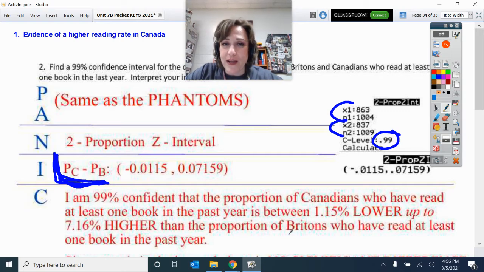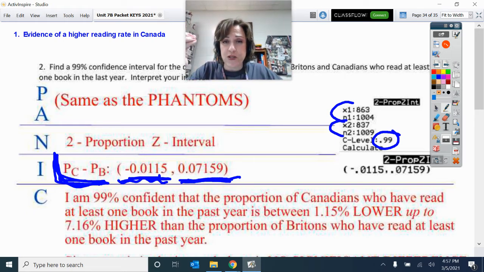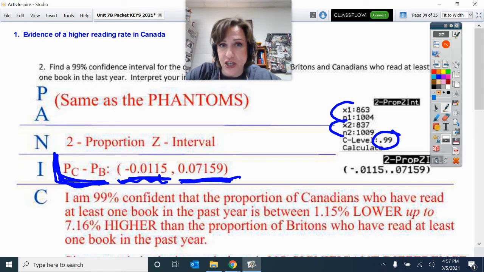What's very interesting about this interval, of course, you should notice, I have one negative and one positive. So I'm 99% confident that the proportion of Canadians who have read at least one book in the past year is between 1.15% lower than, up to 7.16% higher than the proportion of Brits who have read at least one book in the past year. So that proportion for the Canadians could be lower, could be higher.